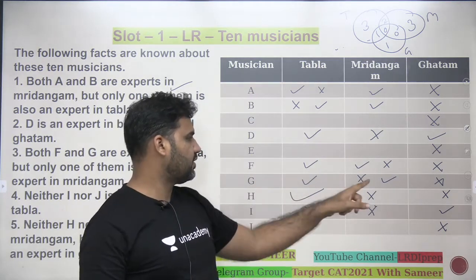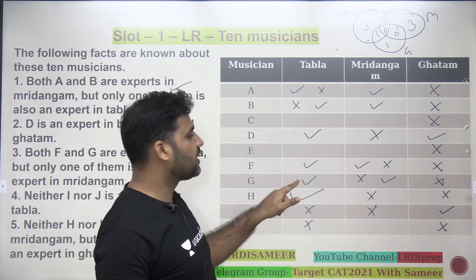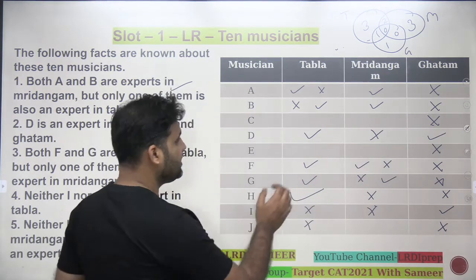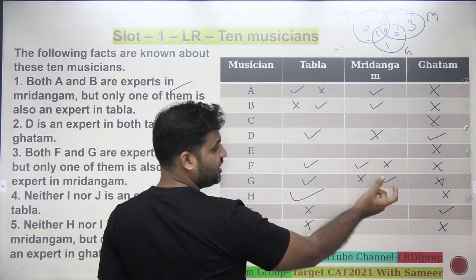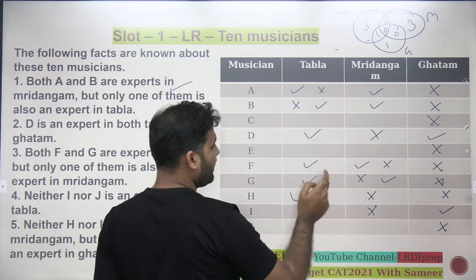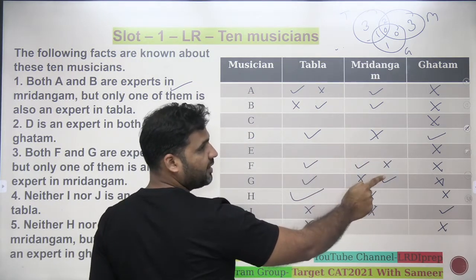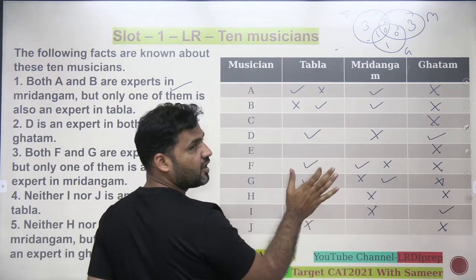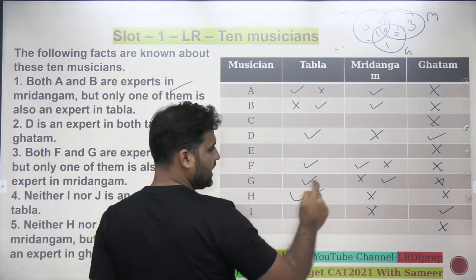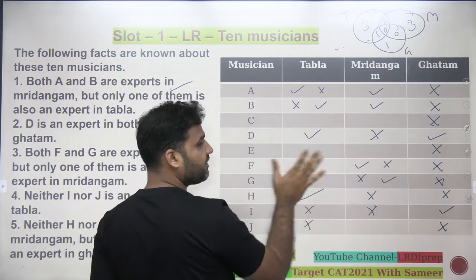G is playing tabla. Whether he's playing Mridangam or not depends on the information of F. So, if F is playing Mridangam, then G is not playing Mridangam. That means G will be playing only tabla. And if G is playing Mridangam, right, then F is not playing Mridangam. That means F is playing only tabla.